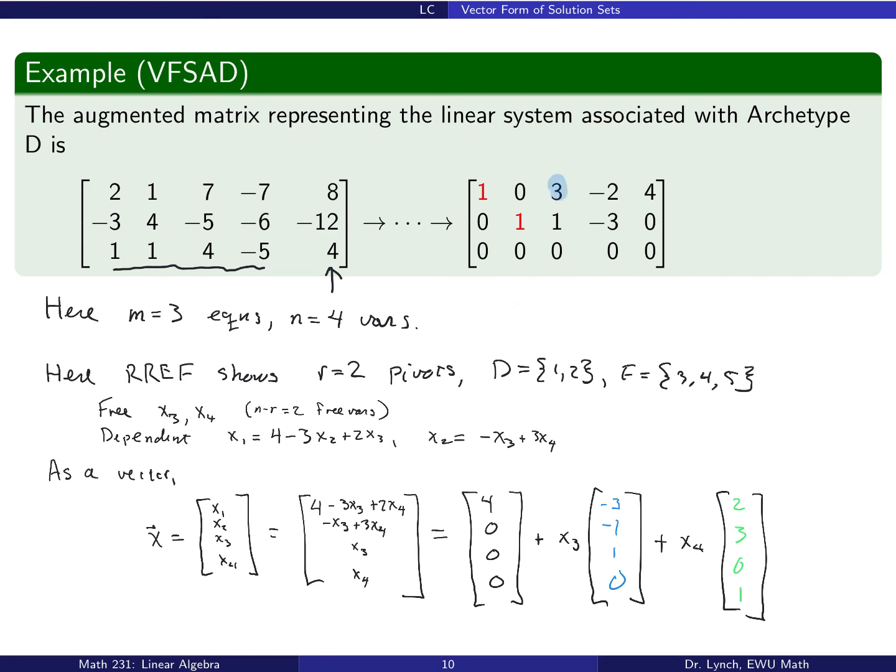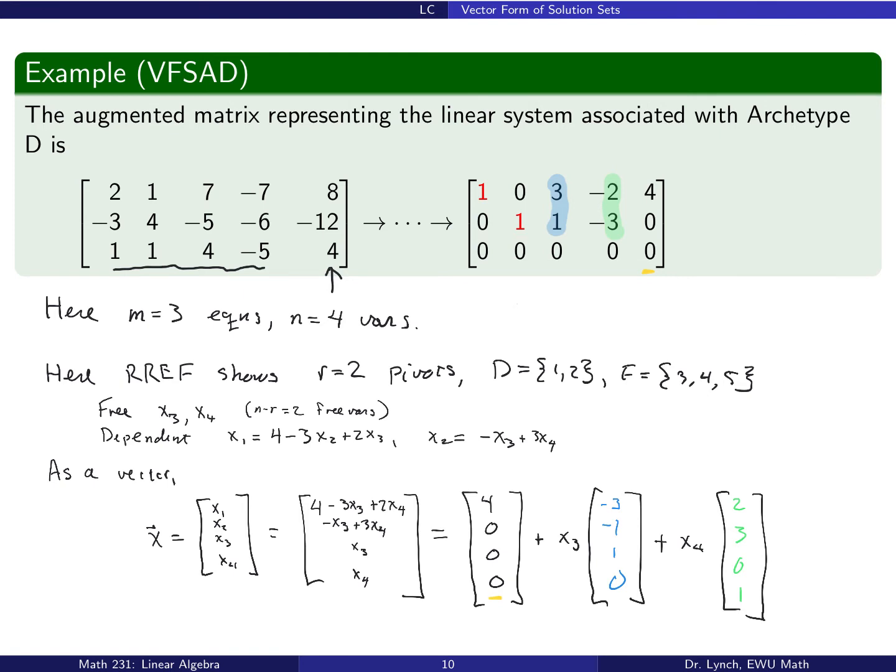So the minus 3 and the minus 1 come from moving the 3 and the 1 to the other side of the equation. And similarly, the 2 and the 3 come from moving the negative 2 and negative 3 over to the other side of the equation. Of course, there's also an element 4, and those elements come from the right-hand side here. So again, the point being that we can write the vector form of the solution as a linear combination of 2 vectors that come from those n minus r free variables plus 1 more.